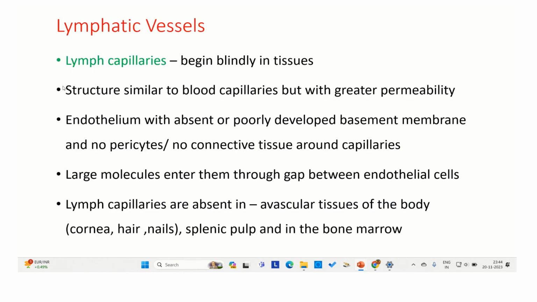Lymphatic vessels, the smallest of them, lymph capillaries, begin blindly in tissues. Their structure is similar to blood capillaries but with greater permeability. The endothelium has an absent or poorly developed basement membrane, and there are no pericytes or connective tissue around the capillaries, but there are some filaments connecting these capillaries to the surrounding tissues. Large molecules enter them through gaps between endothelial cells. Lymph capillaries are absent in certain areas like avascular tissues of the body, namely cornea, hair, and nails, and even the splenic pulp and the bone marrow.